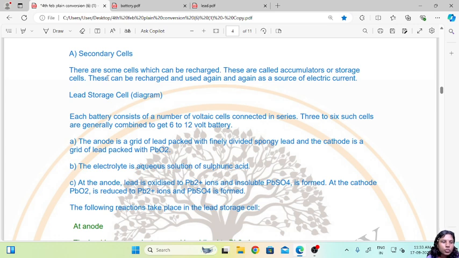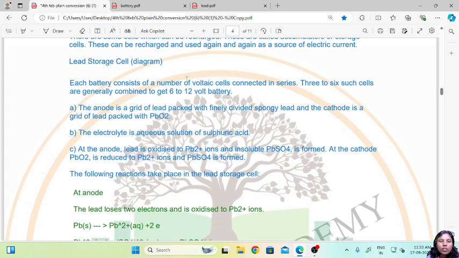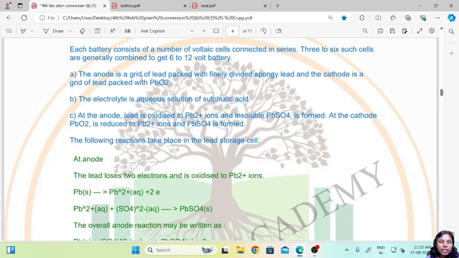Now the lead storage cell. Each battery consists of a number of voltaic cells connected in series. 3 to 6 such cells are generally combined to get a 6 to 12 volt battery. That's why you see those cell dividers inserted, because it is a compact system of 3 or 6 cells. Now the anode is a grid of lead packed with finely divided spongy lead, and the cathode is a grid of lead packed with lead oxide. The electrolyte is an aqueous solution of sulfuric acid.